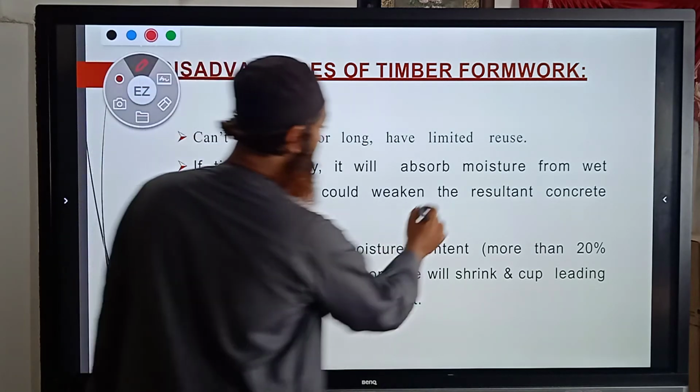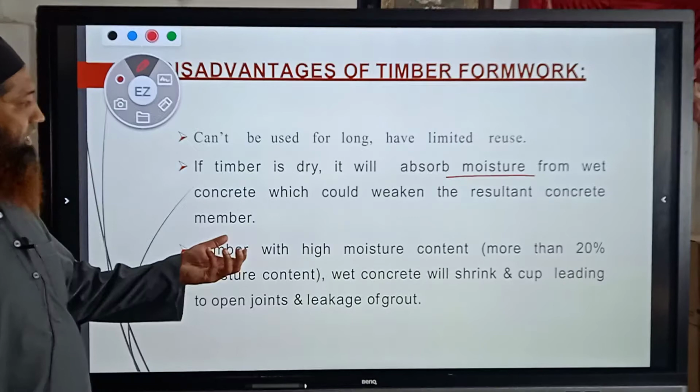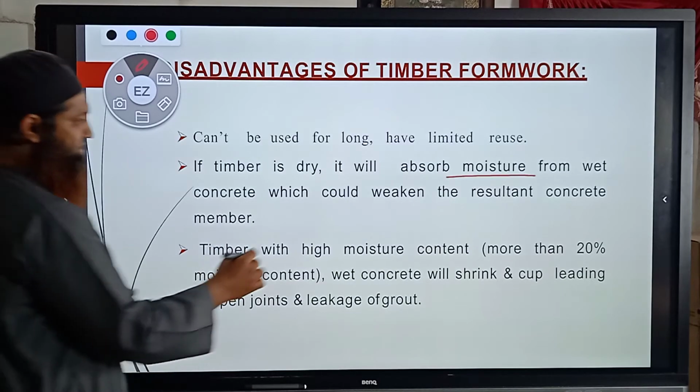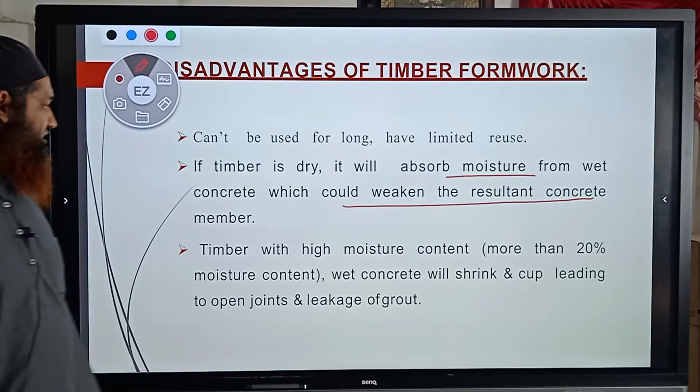So if it is dry, it absorbs moisture. Because it absorbs this moisture, it could weaken the concrete also. Because of this, the concrete also gets weakened.